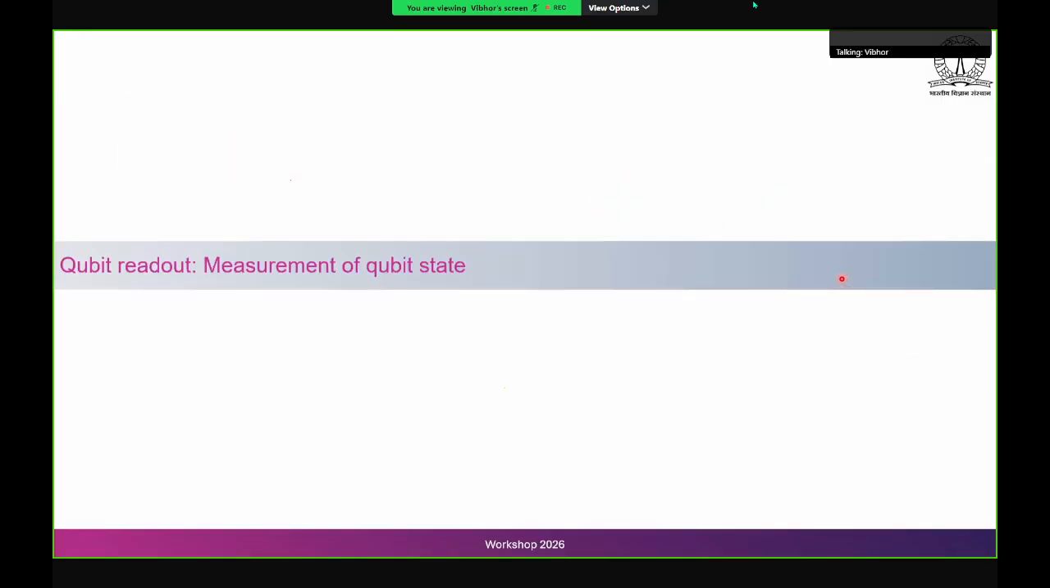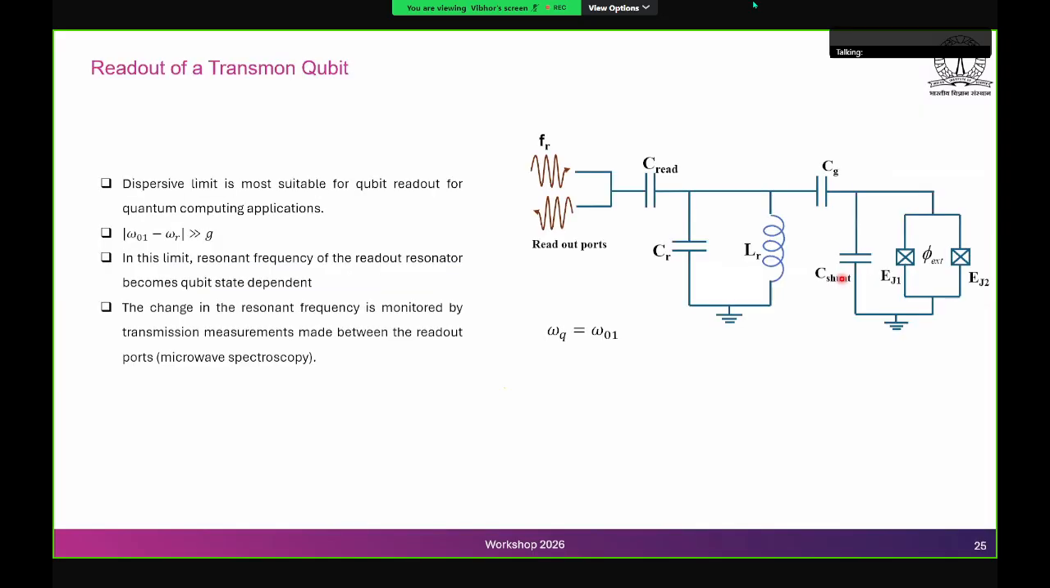Okay, so let me quickly, I think I'm running a little bit behind schedule. Let me quickly explain how the qubit readout works. So readout means you want to measure a qubit state. And like I discussed, you don't measure superpositions, you measure the eigenstate of the measurement operator.